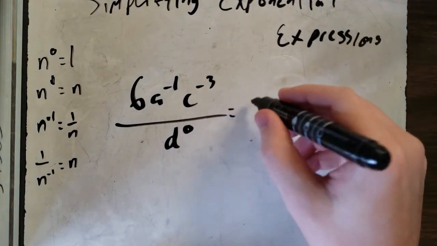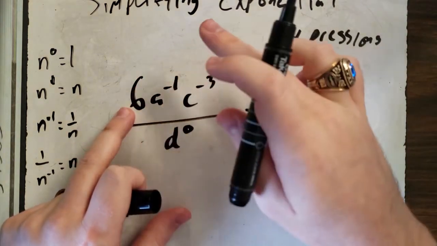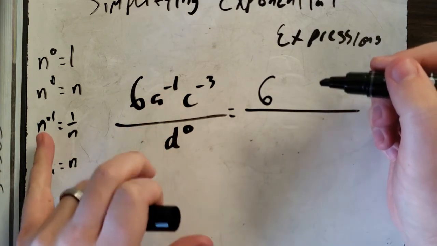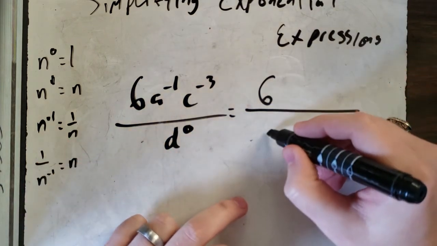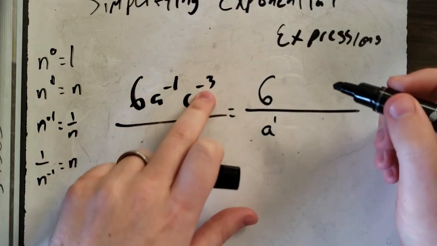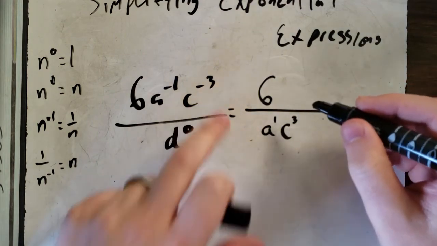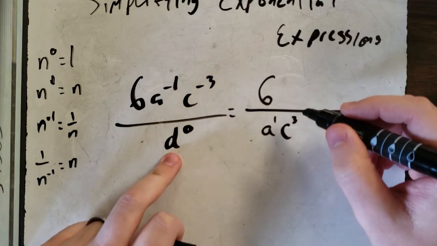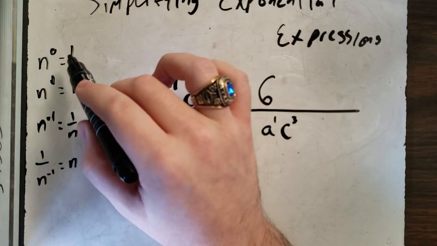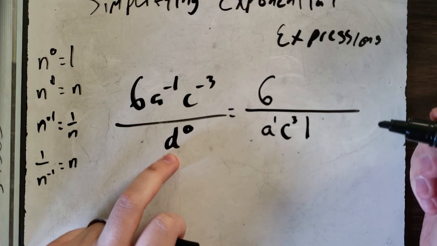Okay, so let's go ahead and draw our fraction bar right now. Okay, first step, 6. No exponent at all, stays where it is. Our a is a negative 1. Negative means it has to go underneath the fraction bar, so we flip it. A to the 1, okay? Our c, negative exponent, same thing. Has to go underneath the fraction bar. C, exponent comes with it. Now, on the bottom, our d has an exponent of 0. Now remember, if it has an exponent of 0, it's 1. So our D becomes basically a 1, okay?